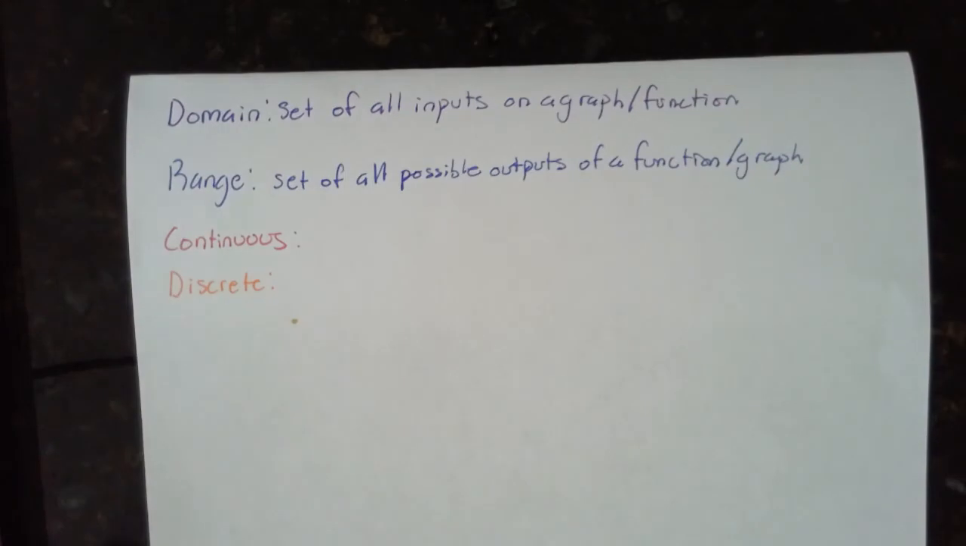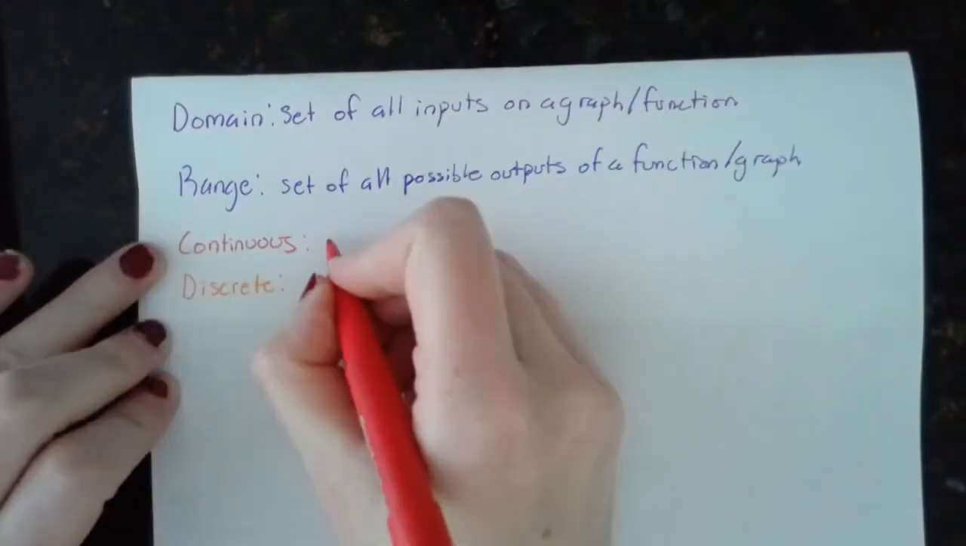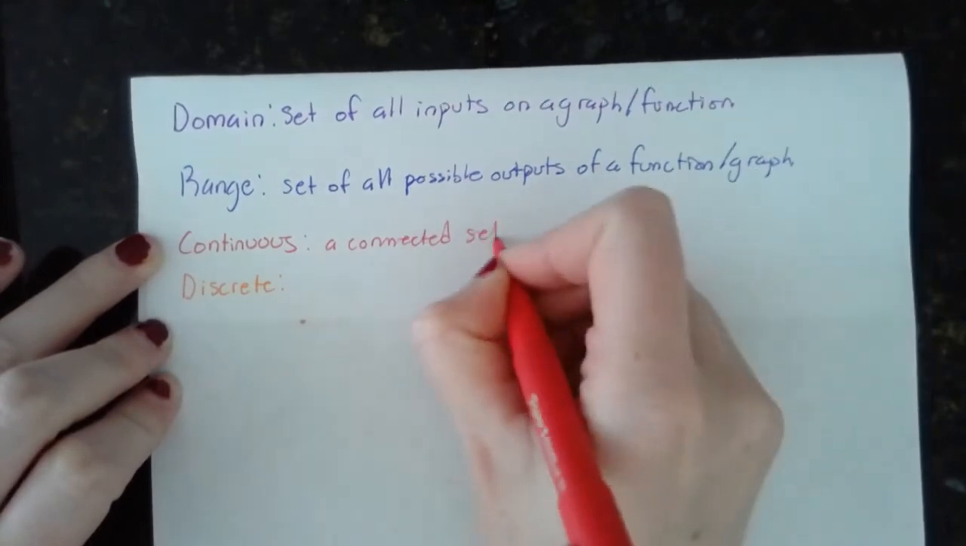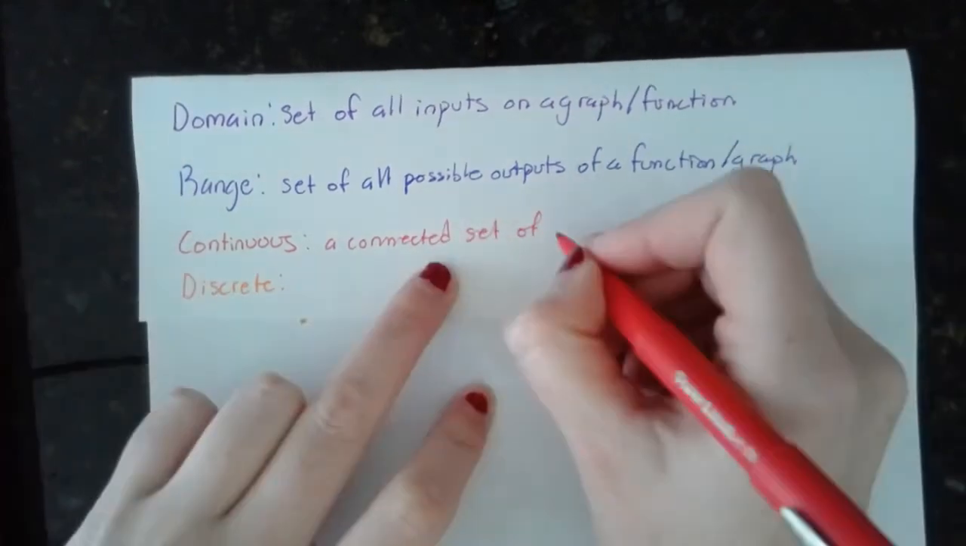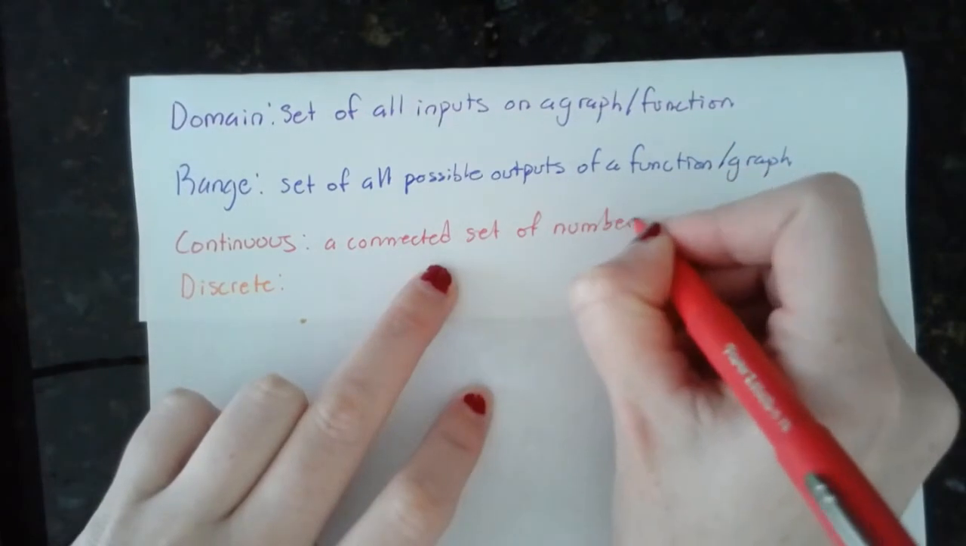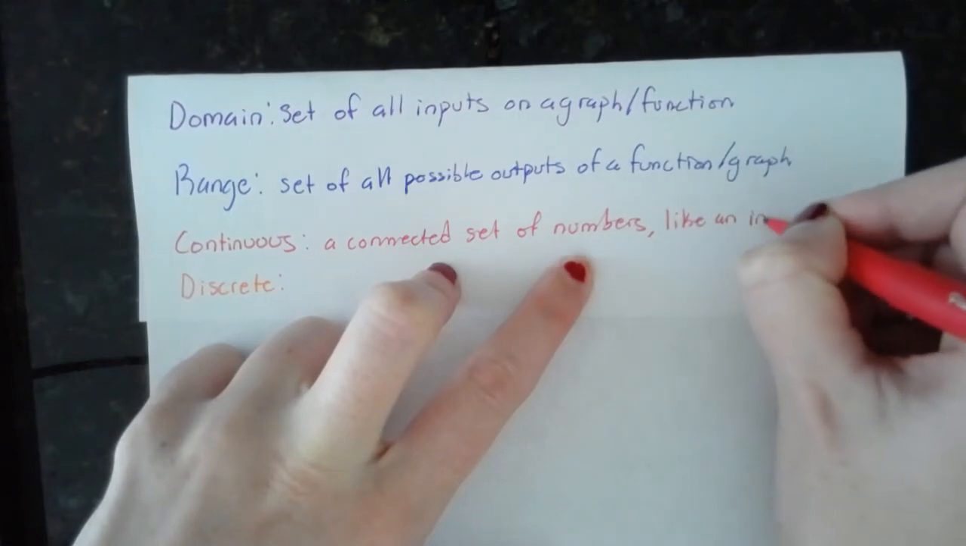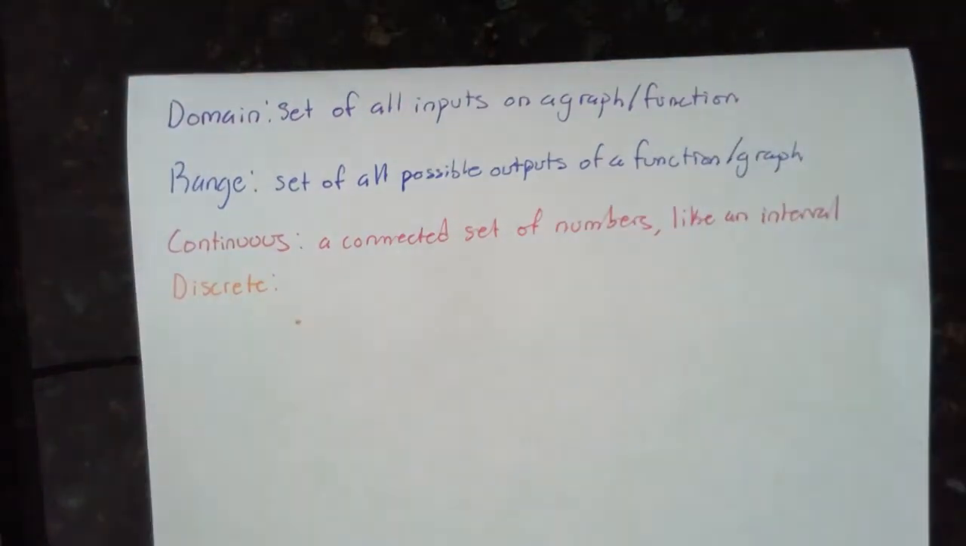Alright, and since we're talking about continuous functions for domain and range, we need to know what continuous is. So continuous is a connected set of numbers, like an interval. So all of these numbers are connected. So when you look at a graph, it will be continuous. It continues on. And I'll show you an example once we actually start getting into it.